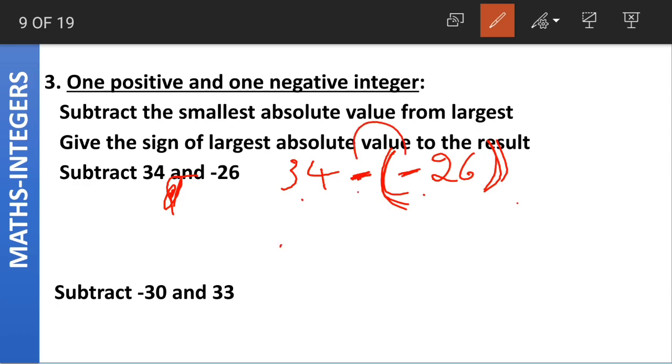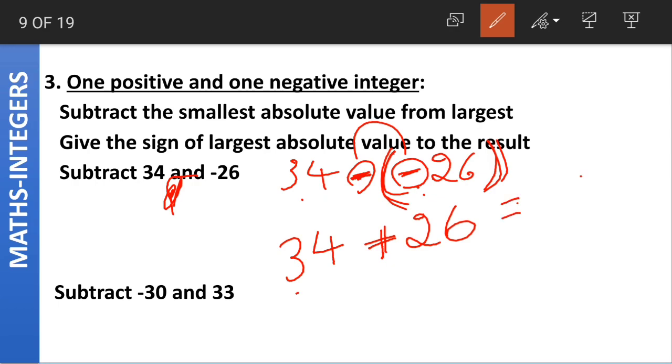Now what is minus into minus equal to? Minus into minus is equal to plus. Both the signs are the same, so when we multiply similar signs, the answer we get is a positive sign. 34 plus the next integer, 26. What is 34 plus 26 equal to? 34 plus 26 is equal to 60. And what about the sign?